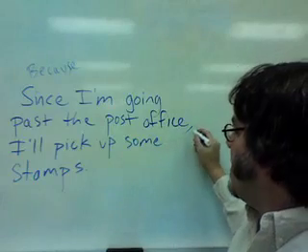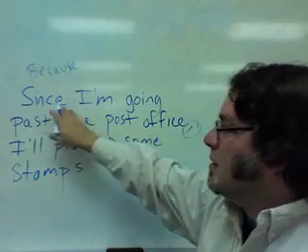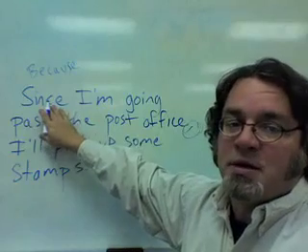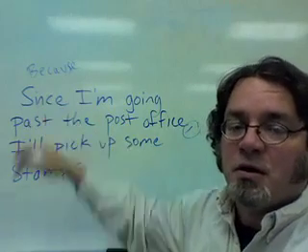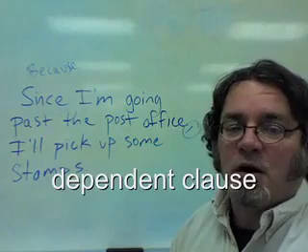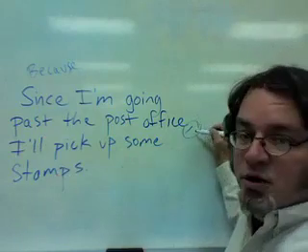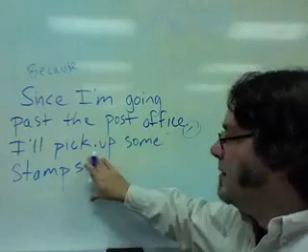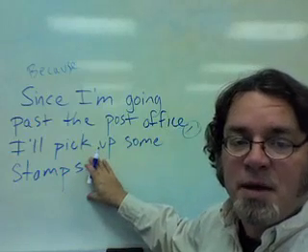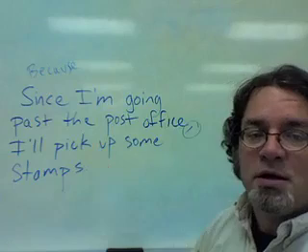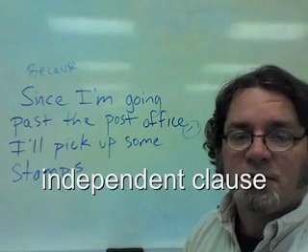There's a comma here. When you put since at the beginning of a sentence like this, you're creating a dependent clause. And at the end of that dependent clause, you need to put a comma. And then here is the main clause, or you can call it the independent clause.